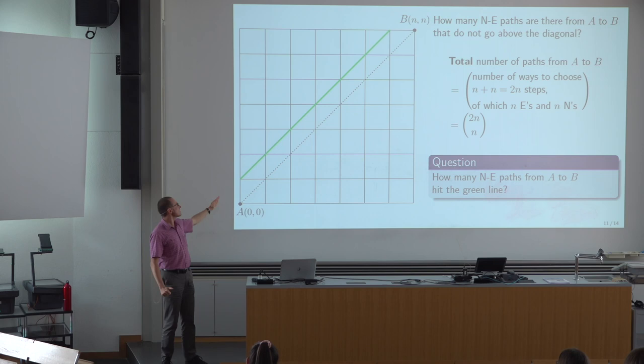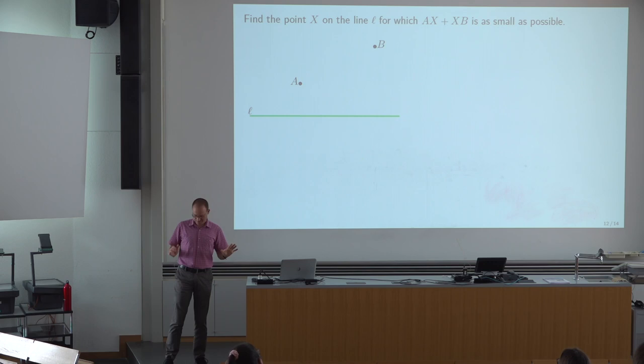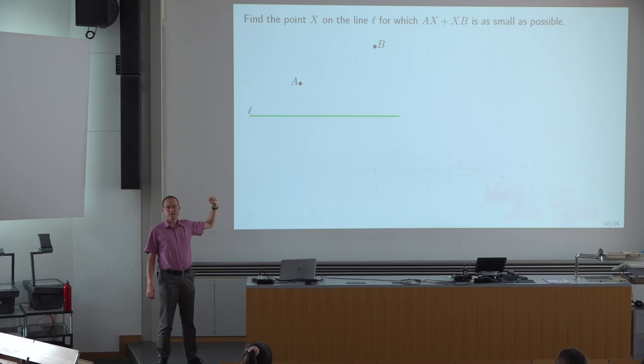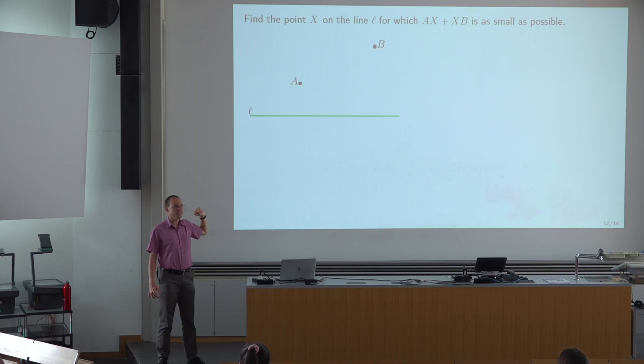To do that, we look at this problem in geometry. I hope that you're familiar with it. You have a line and two points A and B on one side of the line. You have to go from A to B, the shortest possible way, but you have to first go to the line. So from A you go to the line and then to B. And then it should be shortest possible. Which point on the line has the property that the distance from A to that point and then from that point to B is as small as possible?